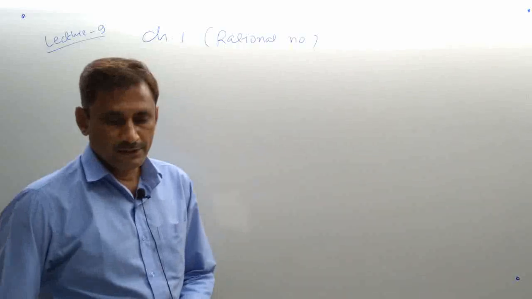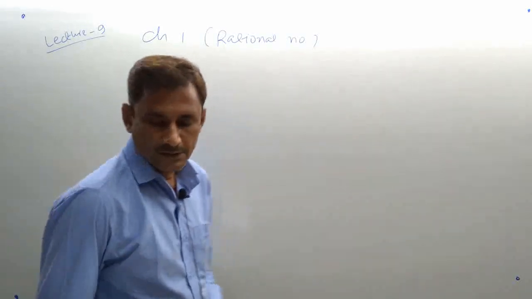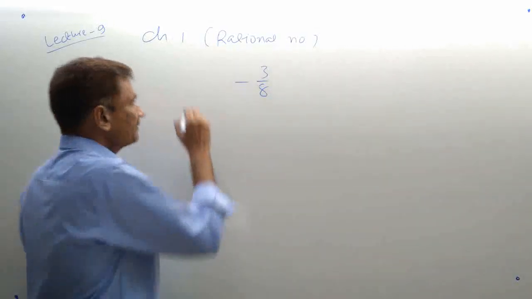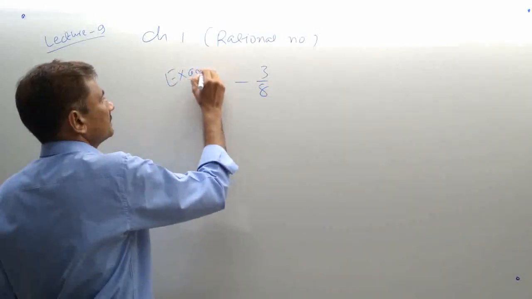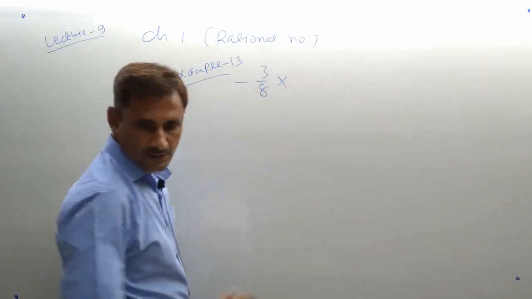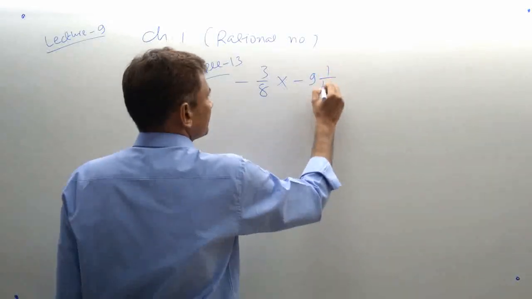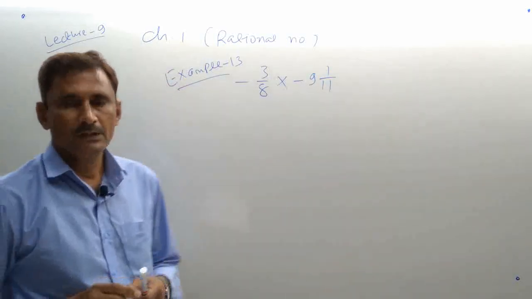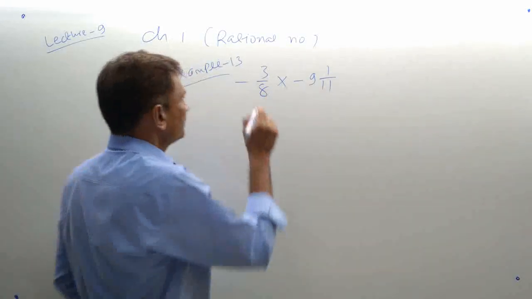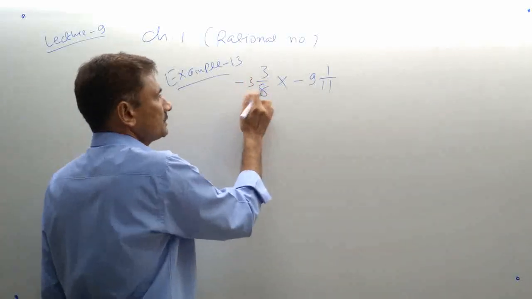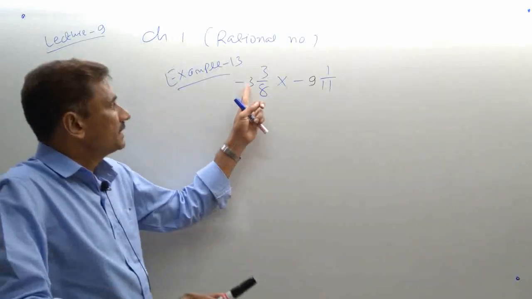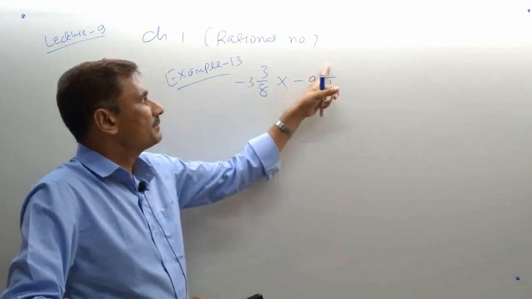Okay, now look at number 13. They tell us to multiply minus 9 integer 1 by 11 with 2 integer 3 by 5 and 3 integer 3 by 8. It is example number 13. So first of all, you know these are mixed fractions. They have an integer part and a fractional part.